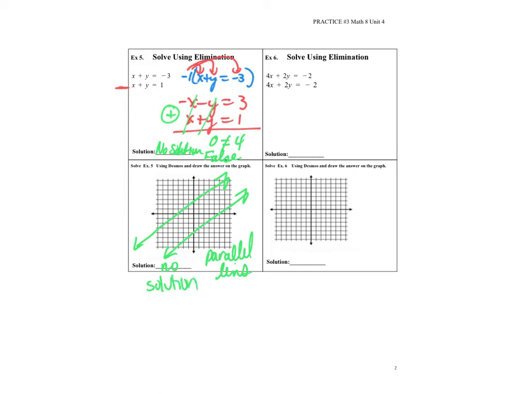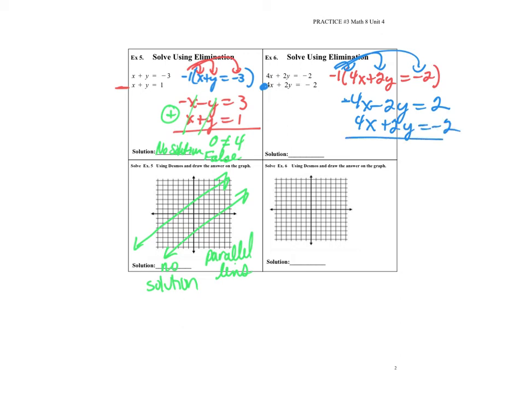If we move on to example number 6, again, we're posed with the same thing. We can't just add those and wipe out a variable, so we have to multiply the top one by -1. It's a common practice to make our life easier. That way we can add, okay? So you have -4x minus 2y equals 2. And then I'm just going to write this equation right underneath it. 4x plus 2y equals -2.